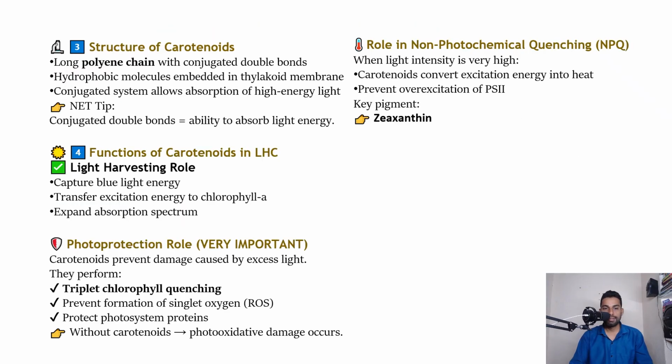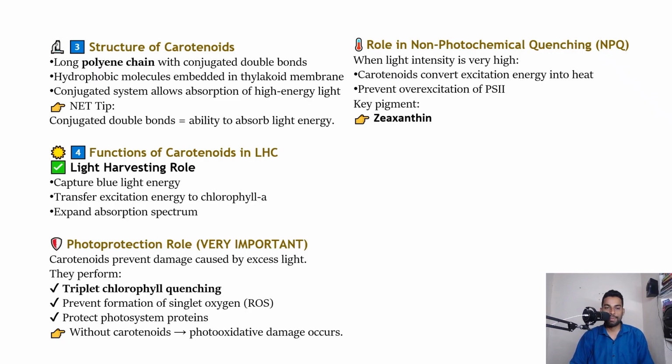The third point is the structure of carotenoids. Carotenoids include a long polyene chain with conjugated double bonds. Carotenoids are hydrophobic molecules embedded in the thylakoid membrane. This conjugated system allows absorption of high energy light. So carotenoids are useful for high energy light. Here I mentioned that conjugated double bonds are useful for absorbing light energy.